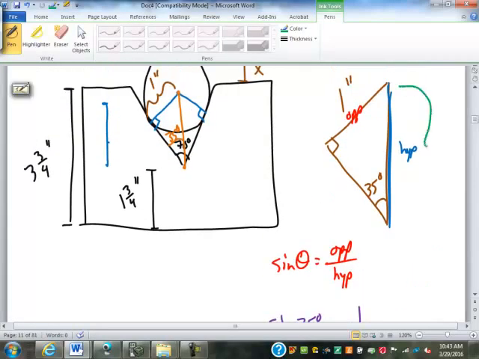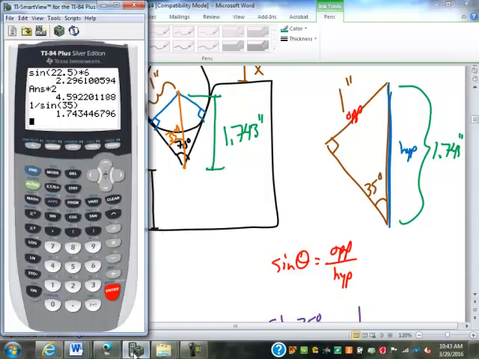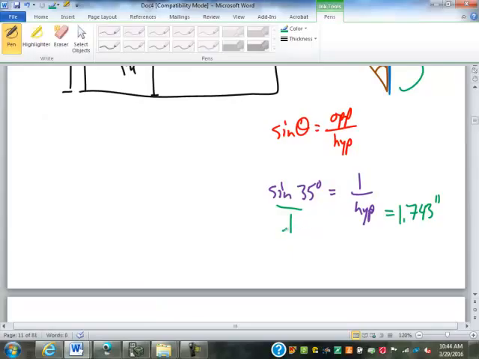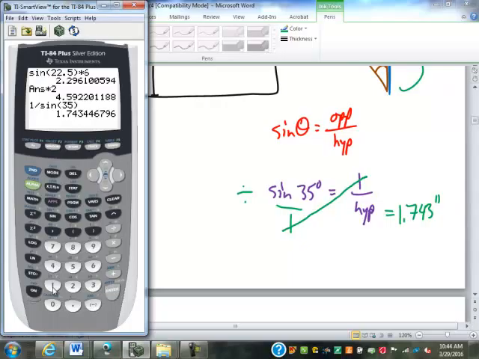1.743 inches for the hypotenuse. So this is 1.743 inches, or from here to here, 1.743 inches. Any questions so far? Yep, all I did here was 1 times 1 divided by sine of 35.